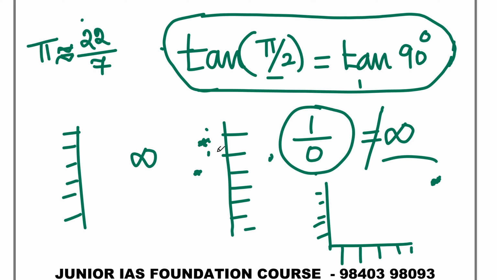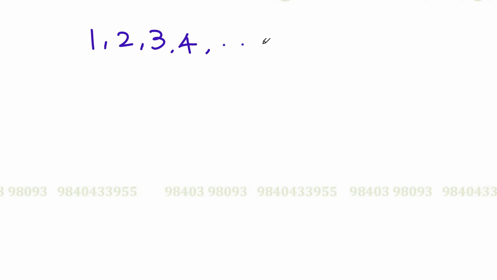4, 5, 6, non-ending. These are natural numbers. All natural numbers have a successor as well as a predecessor. Correct? No. You must be very careful, because for the number 1, there is no predecessor. But except number 1, all other natural numbers have a predecessor as well as a successor.